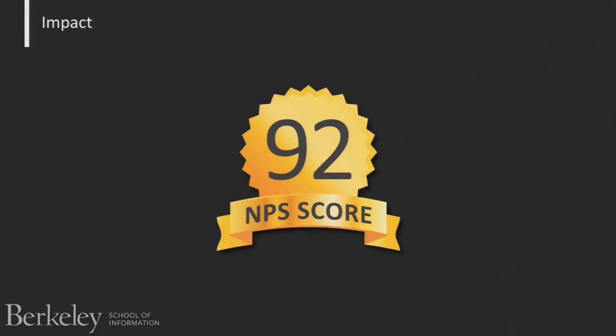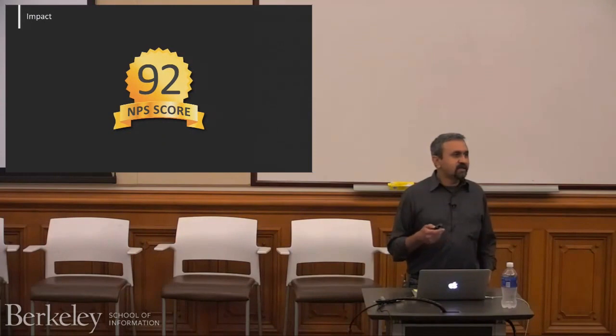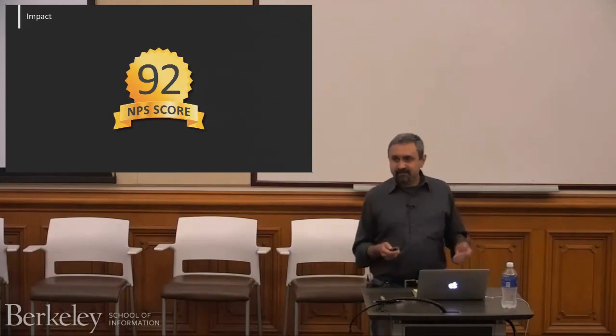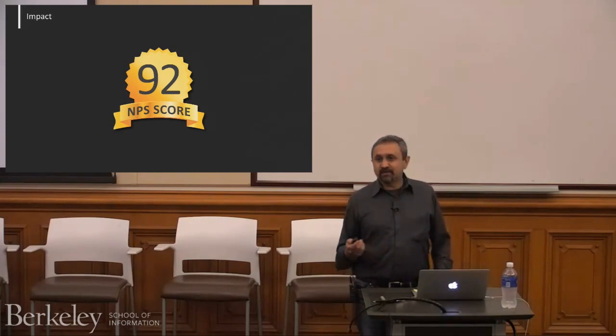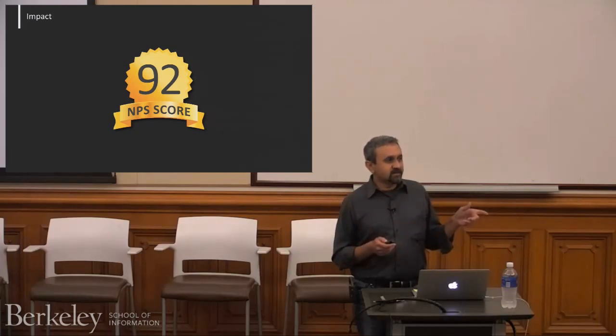And this is very meaningful to us because I don't know how many people are familiar with the NPS score. Essentially, it is a simple question that you ask: how likely are you to recommend this product to your friends or colleagues? On a scale of 10, you answer. I believe if you score somewhere between 1 through 6, you're considered a detractor. If you score 7 and 8, you are neutral. And if you score 9 or 10, you're a promoter. So this score is the difference between the number of promoters and the number of detractors.